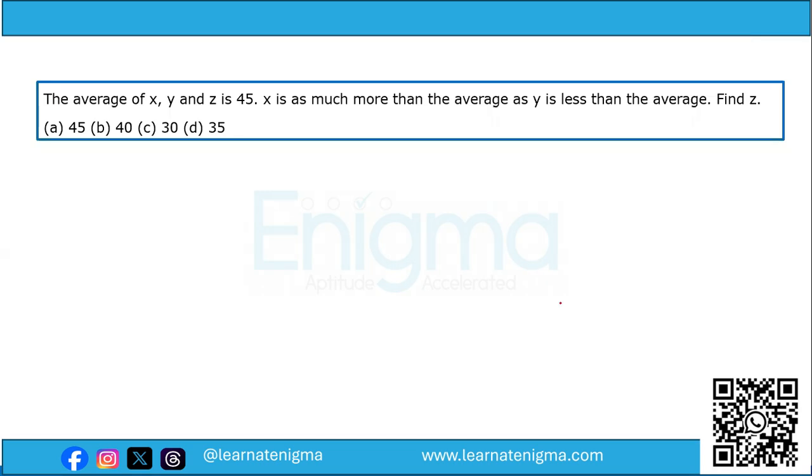The average of x, y, and z is 45. X is as much more than the average as y is less than the average. Find z.